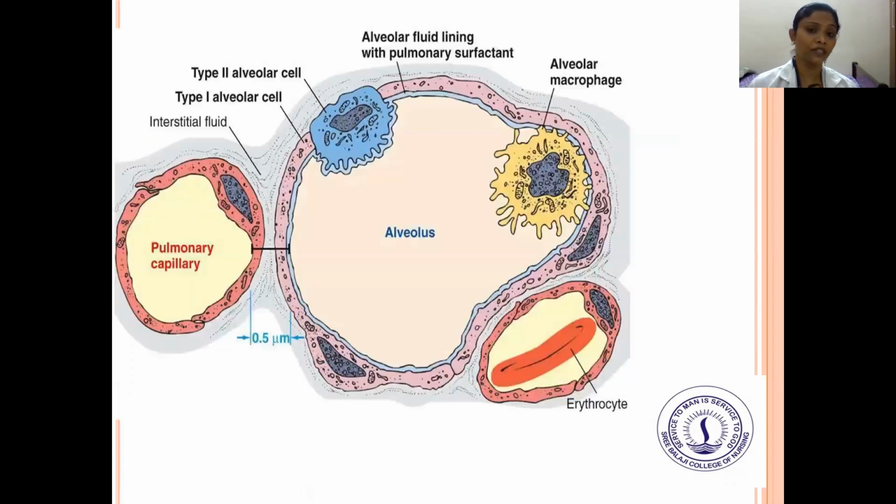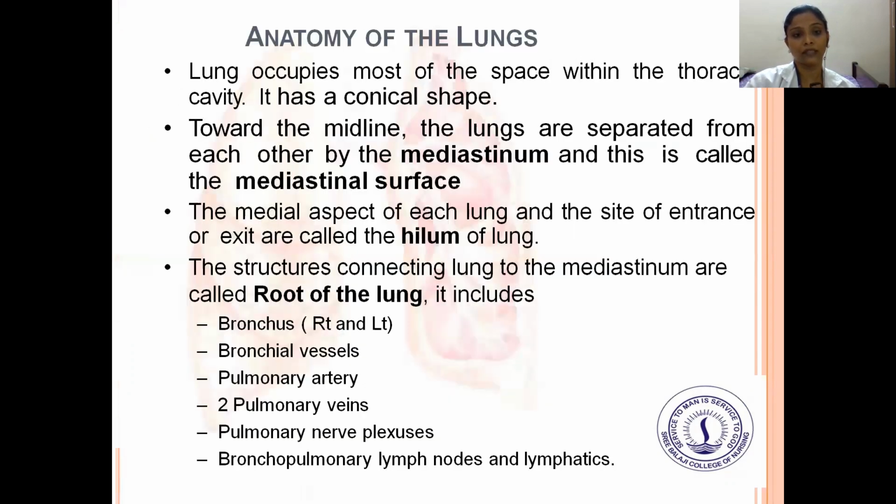So you can see the picture: alveolar fluid lining, alveolar macrophage, alveolus, pulmonary capillary, erythrocyte, type 1 alveolar cell and type 2 alveolar cell. Next, the interstitial fluids are present.